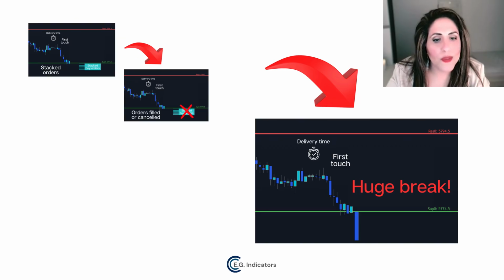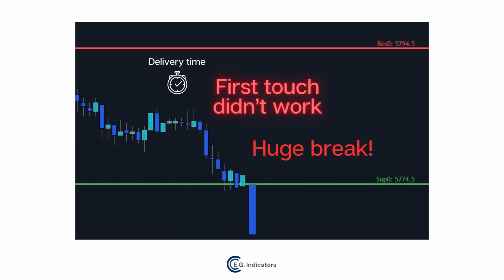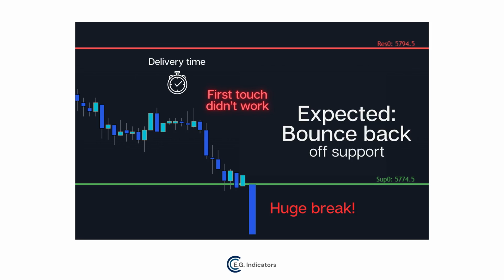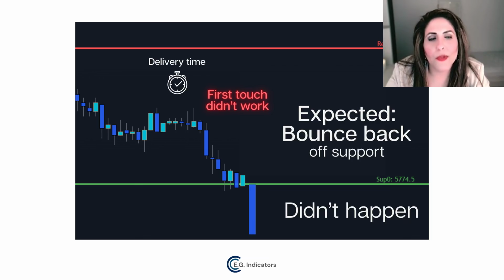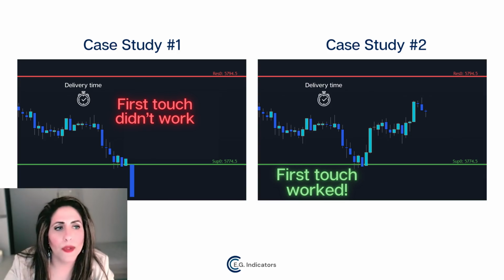So considering this case, first touch didn't work in this case. You agree with me. We expected the market to bounce back off support, but it didn't happen. This support level didn't hold. I mean, it held a little, but then it broke. So first touch didn't work. So in the first case, the left case here, the first touch rule didn't work.